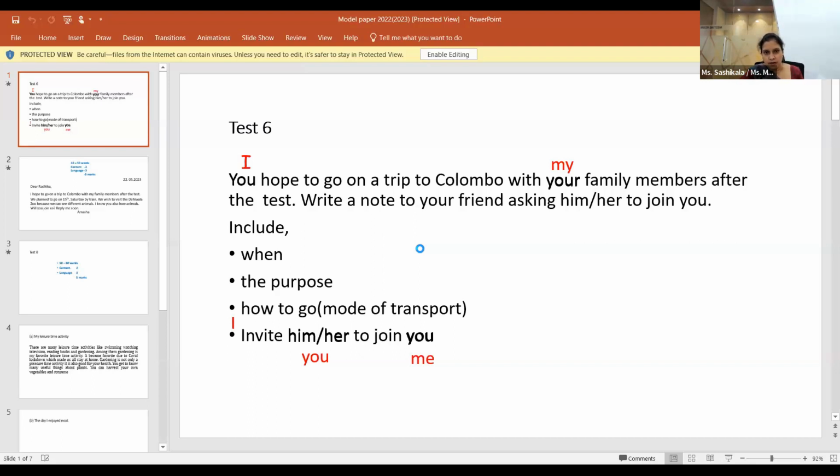So this is only a model. You can copy this and change your note according to what you like to do. Okay. Over to Sashikala to discuss the seventh question of the paper.